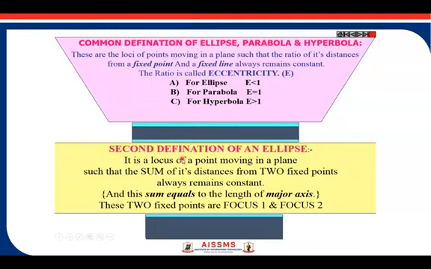The second definition for an ellipse is that it is a locus of a point moving in a plane such that the sum of its distances from two fixed points always remains constant, and this sum equals the length of the major axis. These two points are called focus 1 and focus 2. So we'll see the meaning of this definition while we draw the ellipse.